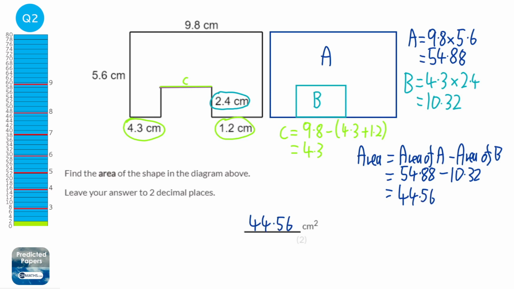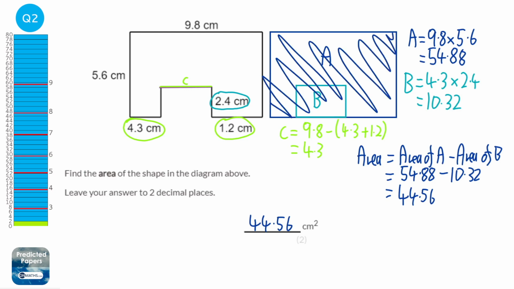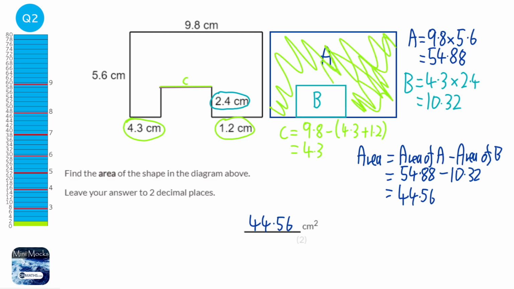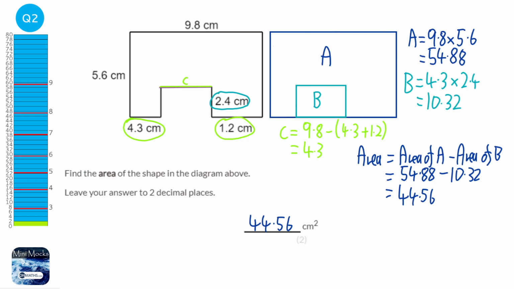So what we did was we found out the total area, which is the whole area of this shape here, and we took away the bit we didn't want, which is the area of this rectangle here. When I do that, I get the area of the bit I do want, which is all of this rectangle, but without that B at the bottom. And this is a really important way of working this out, that you work out the whole thing and take away the bits that you don't want.